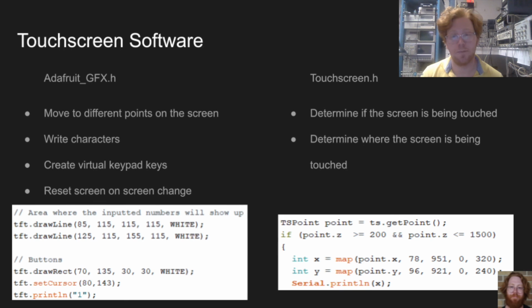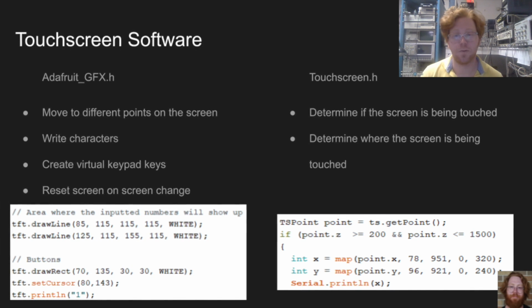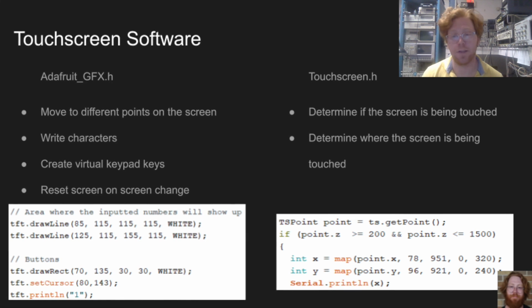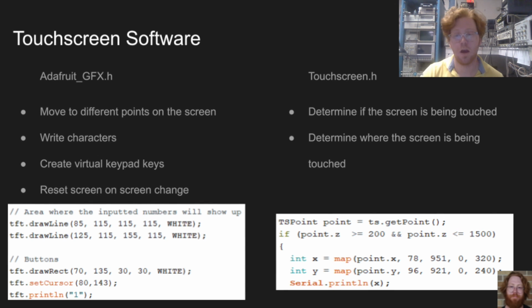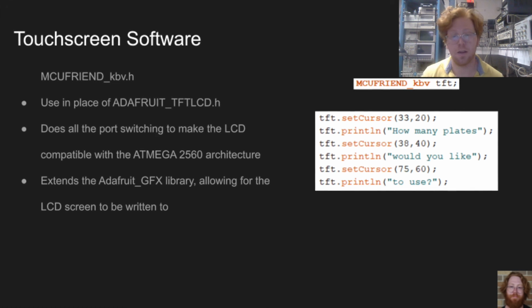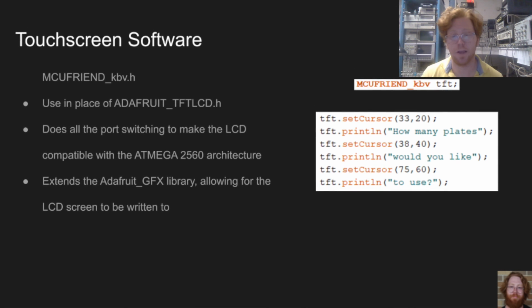The touchscreen library is the other Adafruit library that we use. It allows for the when and where of a touch to be determined, which allows us to determine if a key on the LCD keypad has been pushed. The final library in use with the LCD is the MCU Friend KBV library. This library is what allows us to access the Adafruit GFX functions and write to the screen.